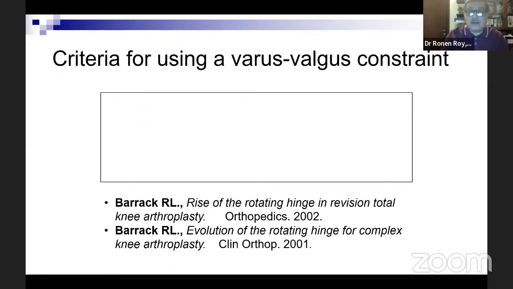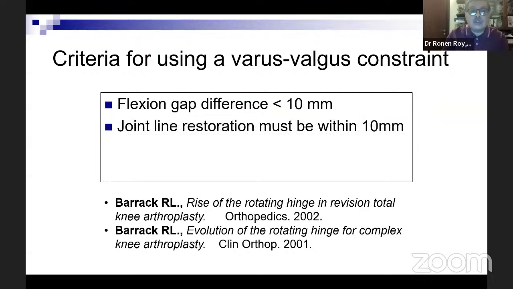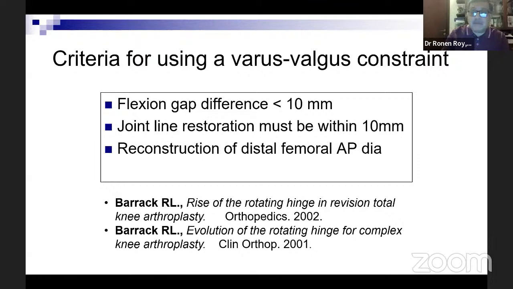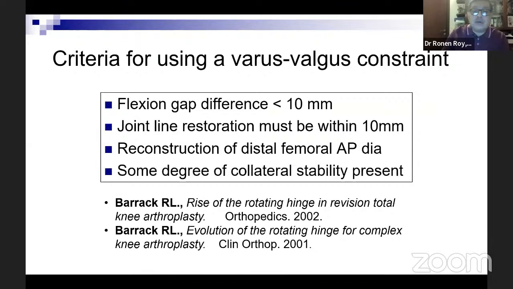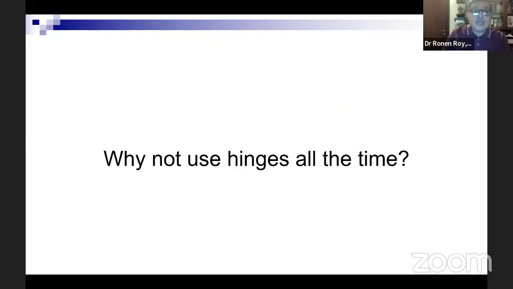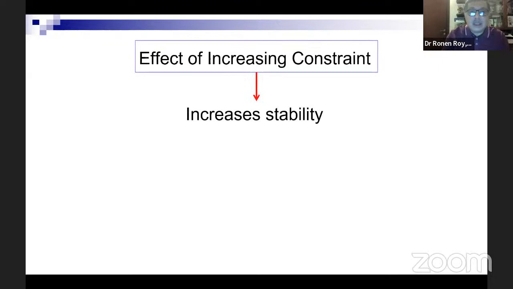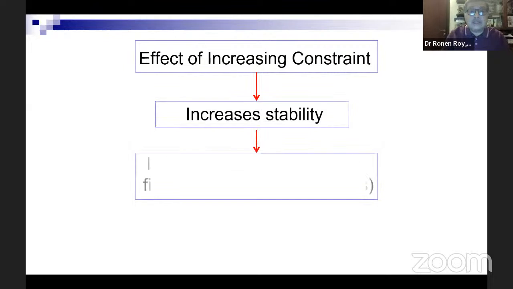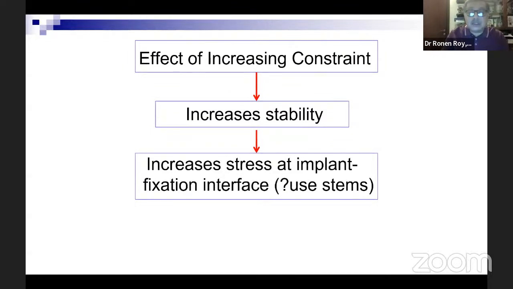The criteria for using a varus valgus constraint is basically if the flexion gap difference is less than the jump height, which is less than 10 millimeters. And joint line restoration must be within 10 millimeters. And reconstruction of the distal AP femur has been possible with some degree of collateral stability being present. So the question that might arise in some younger viewers' minds is, why not use hinges all the time? Because they obviously give you the maximum stability. The effect of increasing constraint actually increases stability, but it also increases the stress at the implant fixation interface.